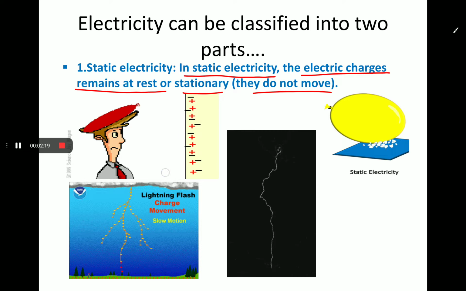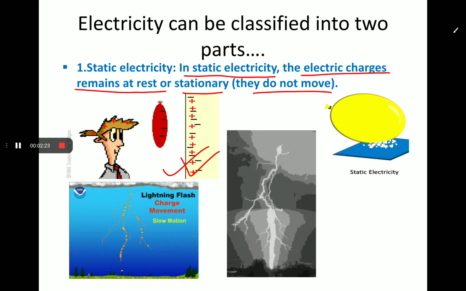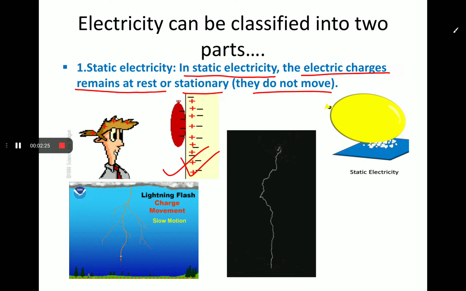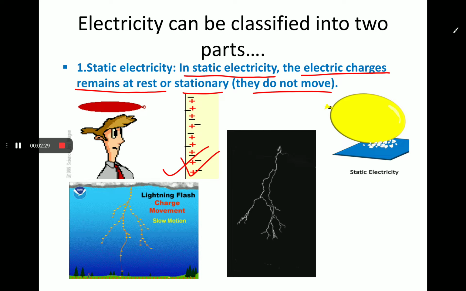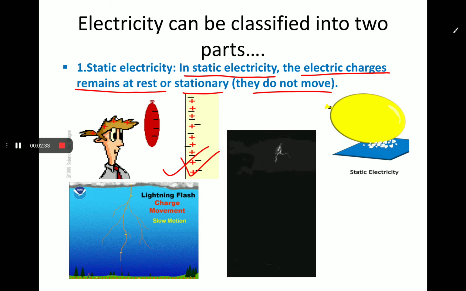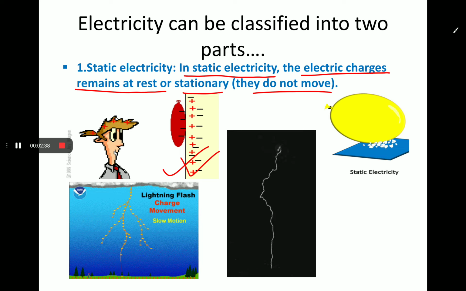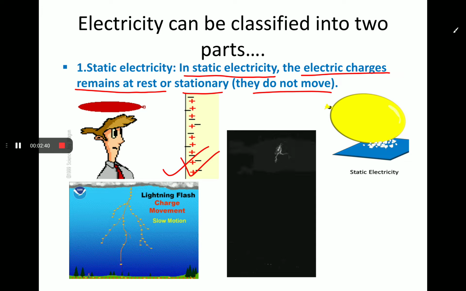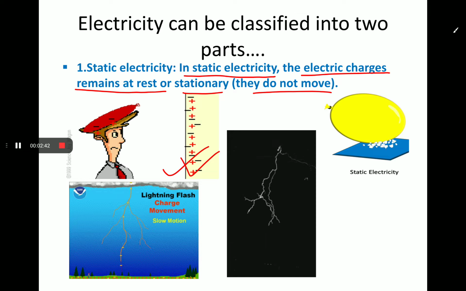As you can see in this image, here are two materials, one is the balloon and another is the hair. When the balloon is rubbed against hair, the electrons or charged particles transfer from the hair to the balloon, and those charged particles accumulate on the surface of the balloon. That is the static charge.